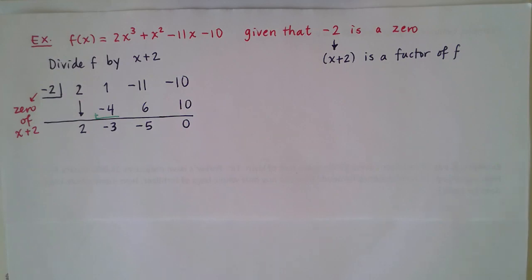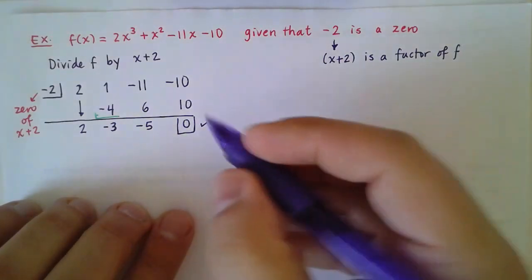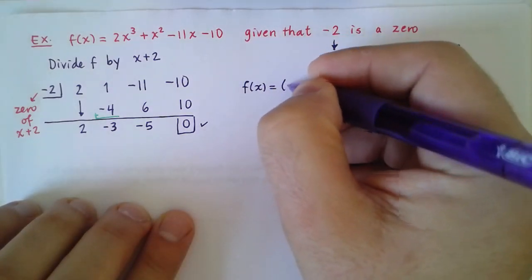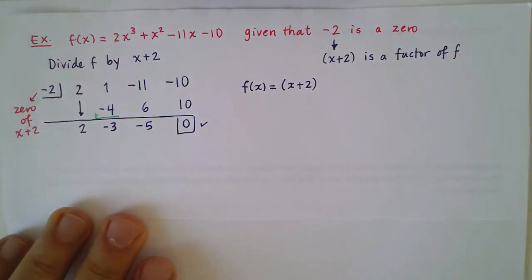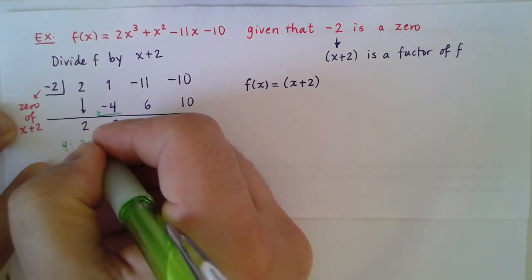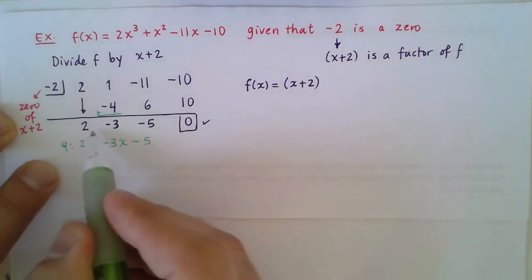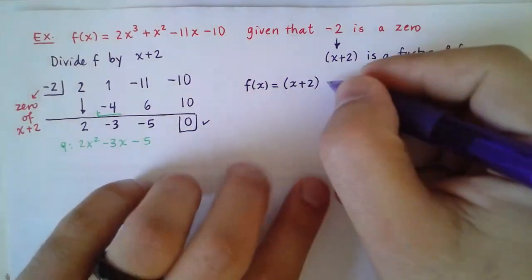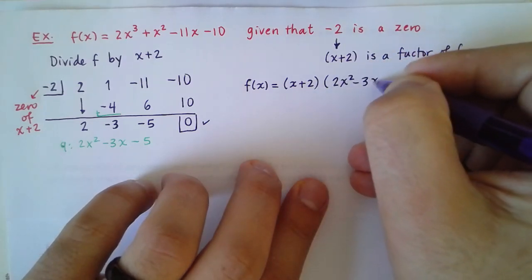So here is how you read it. We get the remainder to be 0, which is what we expected. And now f of x becomes x plus 2, the divisor, times the quotient, which, folks, will be 2x squared minus 3x minus 5. That is how we read the numbers in synthetic division.